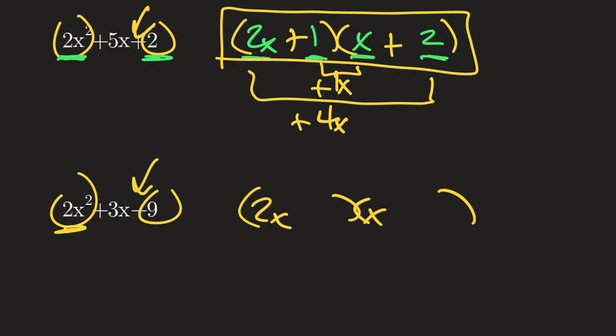Now, 9. How many ways can you multiply and get 9? How can I multiply and get 9? 3 times 3 and 1 times 9, right? Here's the deal. 3 times 3 is 9, and 1 times 9 is 9. I'll tell you what. Let's put in a 1 and a 9. I want you to see something.